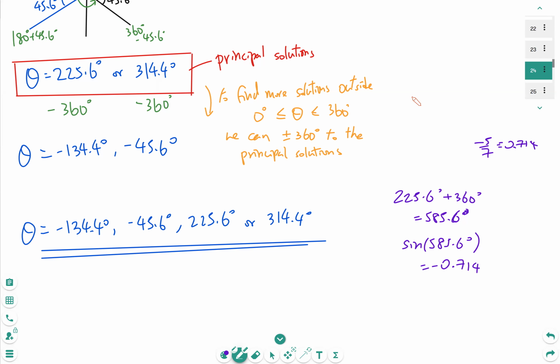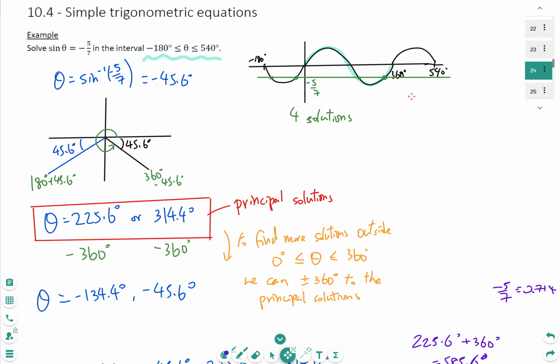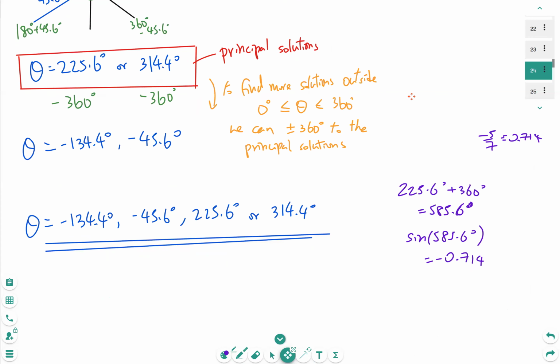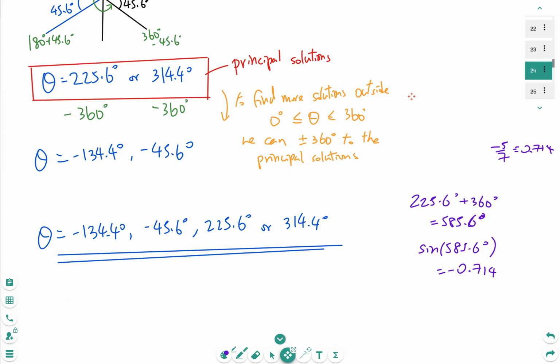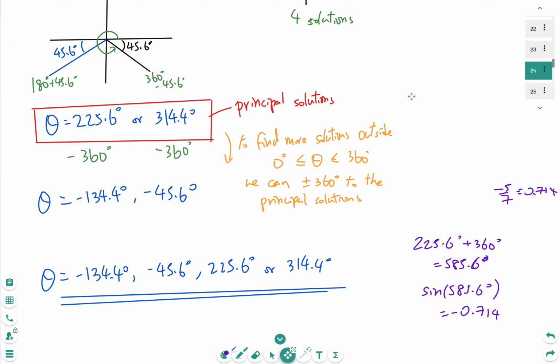So you can see this is a valid solution, but it's not valid in here because the range of values is between negative 180 to 540. It is a valid answer, but not valid in here. So that's how you can find more and more answers. Double check your answer. Obviously, you can put sine of all these angles to check if they're equal to minus 0.714.